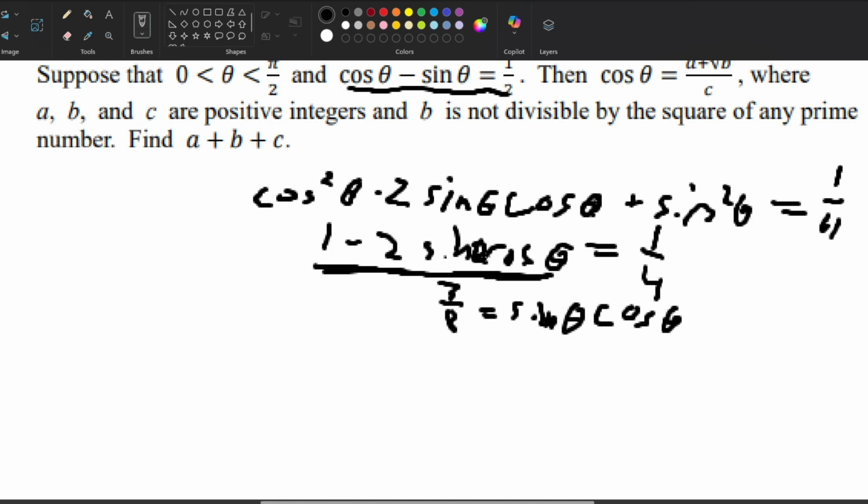What do I do now? Then cosine theta is equal to, hmm. I only need to find cosine theta. I don't need to find theta. Maybe I need to find theta, plug it into cosine. But I don't think so. I mean, I could get here 3 over 8 sine theta is equal to cosine theta. But that doesn't really get me anywhere.